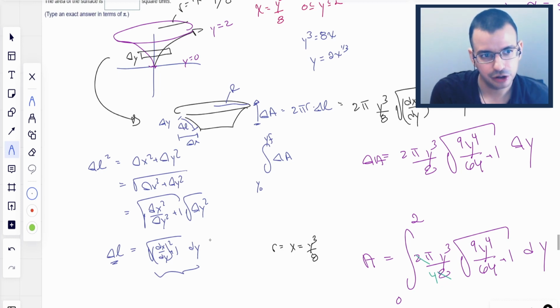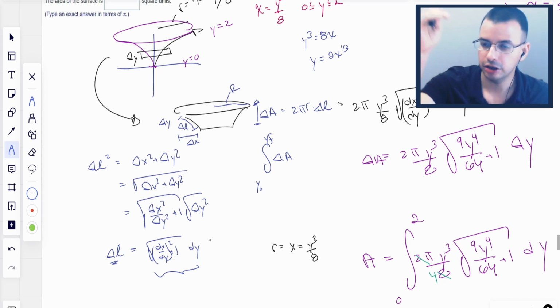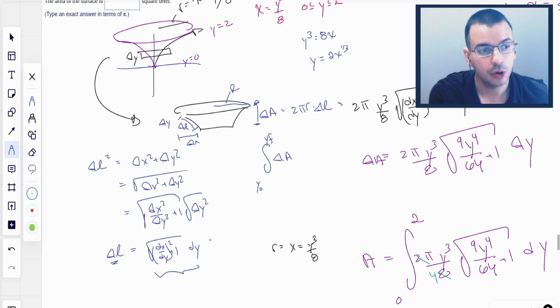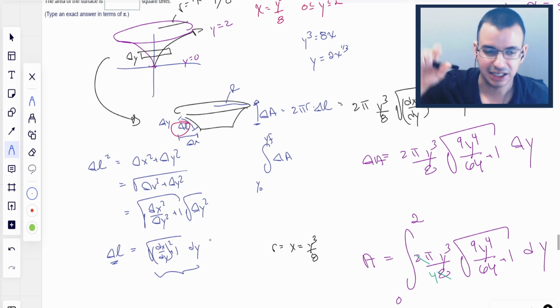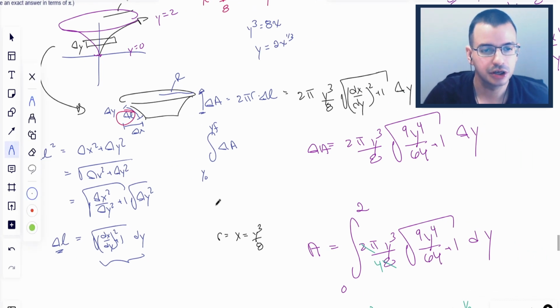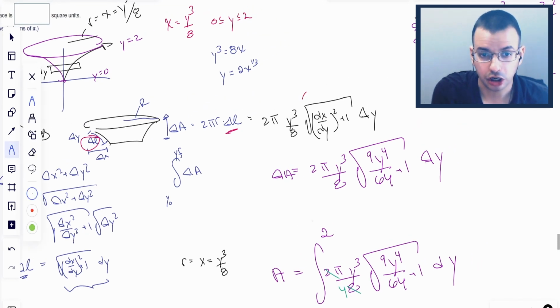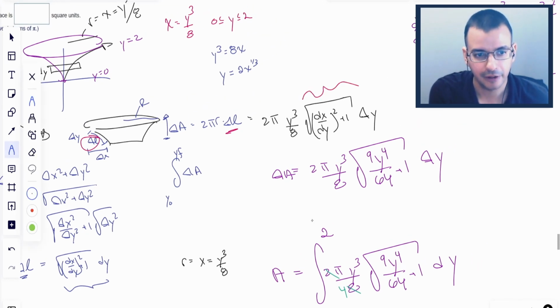So we found the area of each segment going up. So we found the integral from y initial to y final, dA. We said dA was basically a cylinder. So 2 pi r times the height of this cylinder. Well, the height of the cylinder was the sideways length, which means we had to use delta L, which was the arc length formula. And r was just the x value of our rotated shape.